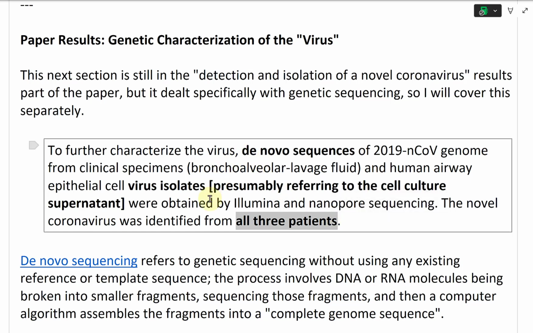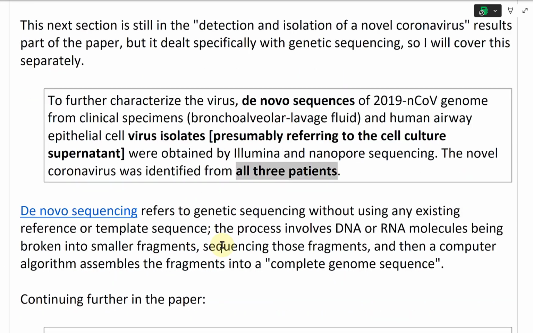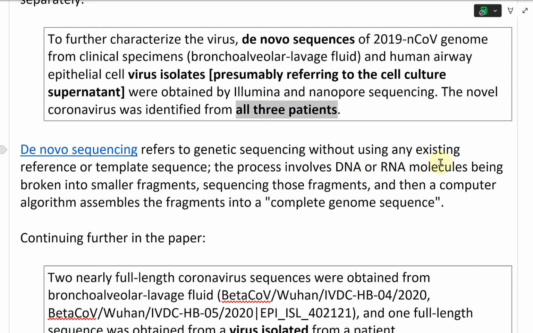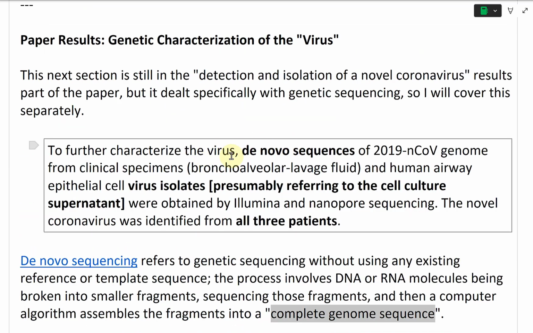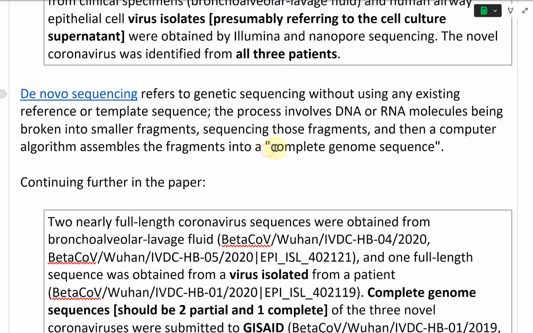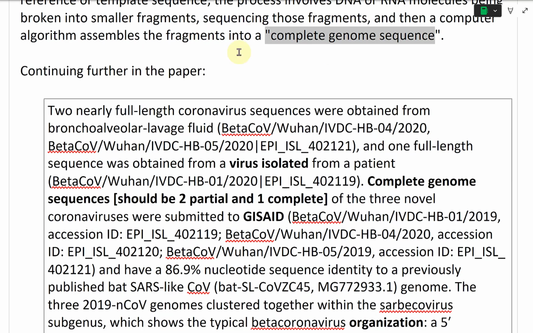But this de novo sequencing refers to genetic sequencing without using any existing reference or template sequence, and the process involves DNA or RNA molecules being broken into smaller fragments, sequencing those fragments, and then a computer algorithm assembles the fragments into a "complete genome sequence." So that's basically, when they're speaking about isolating the virus, what they're talking about is some next level genetic sequencing. And then the question is, well, what do they mean by this?